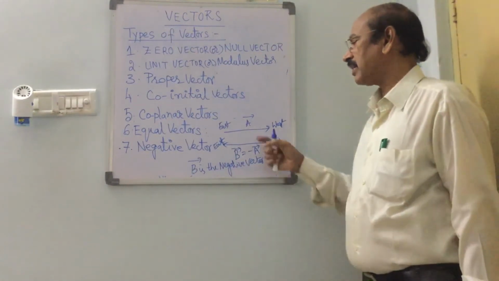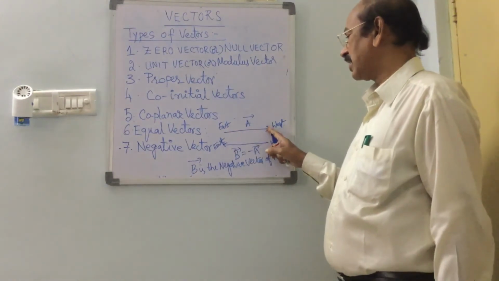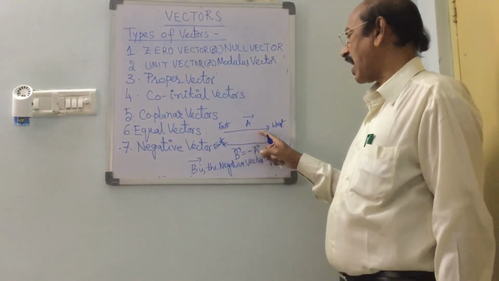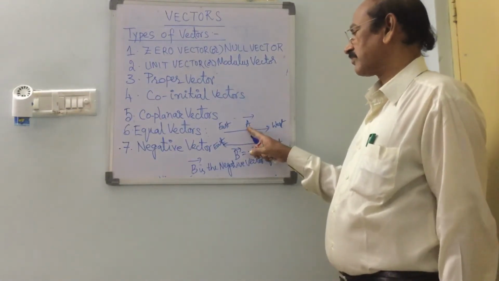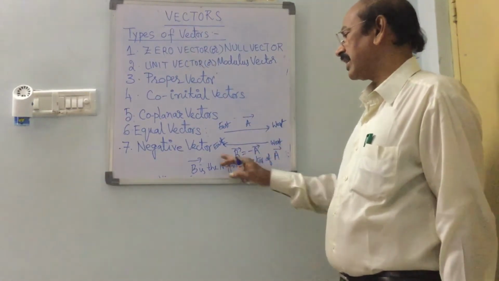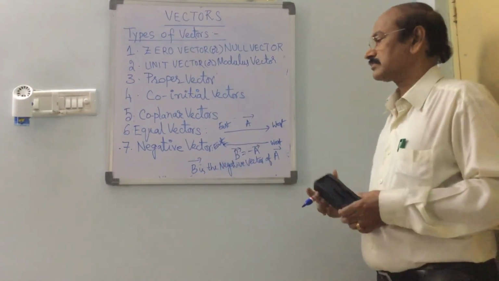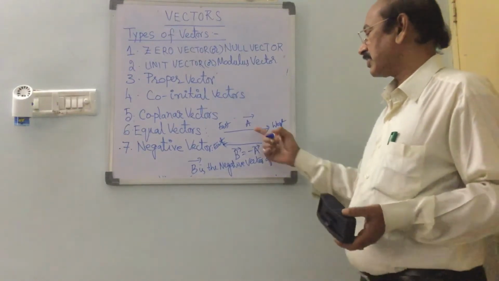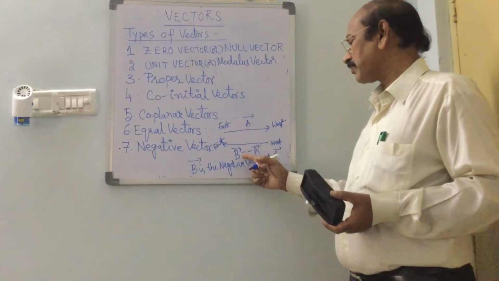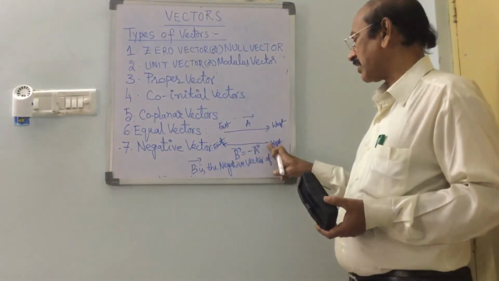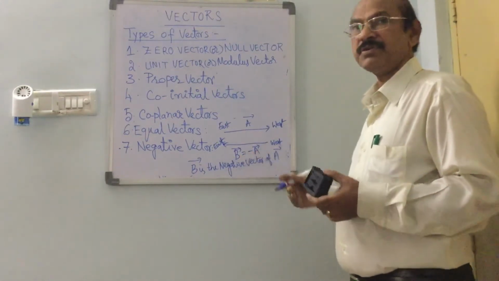So a vector which is having same magnitude and directed in the opposite sense to a given vector, then it is called negative vector. Here reference vector is a bar, so with reference to a bar, b bar is the negative vector of reference vector a bar. Therefore b bar is equal to minus of a bar.